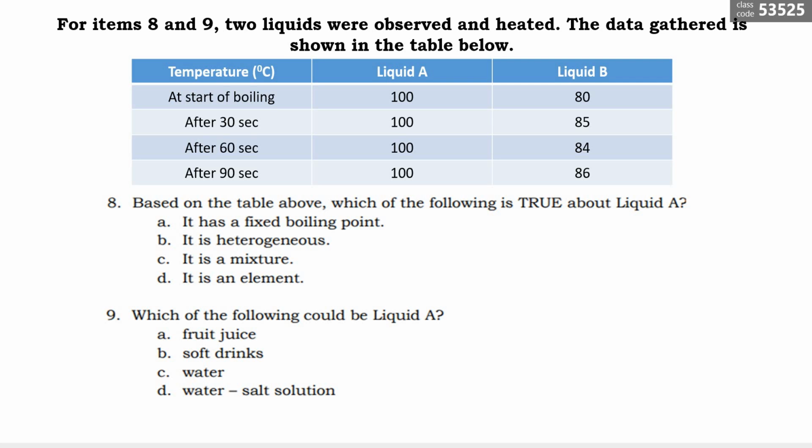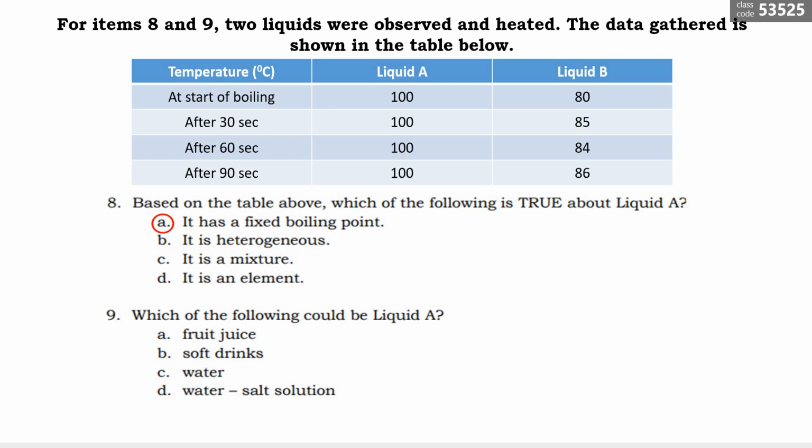So you can see they have the same value, from the start up to 90 seconds. So let's review the answer. The correct answer is it has a fixed boiling point. So the maximum degree Celsius for this one is 100 degrees Celsius.